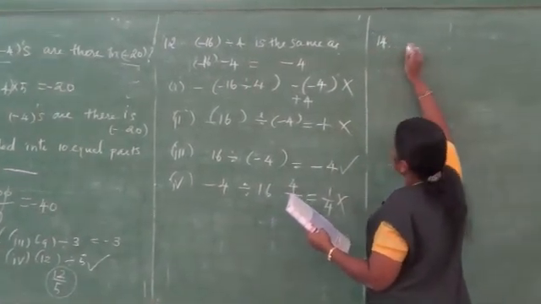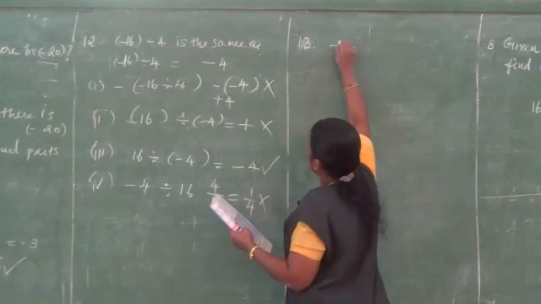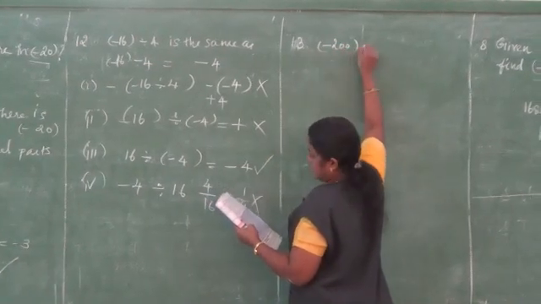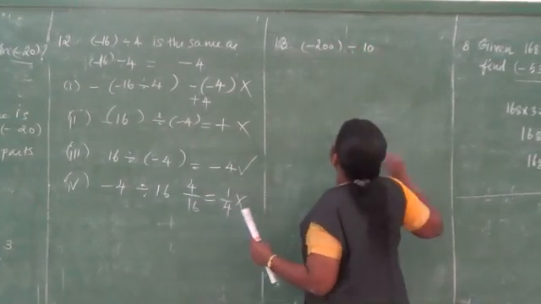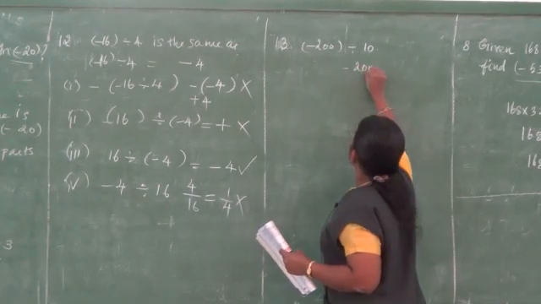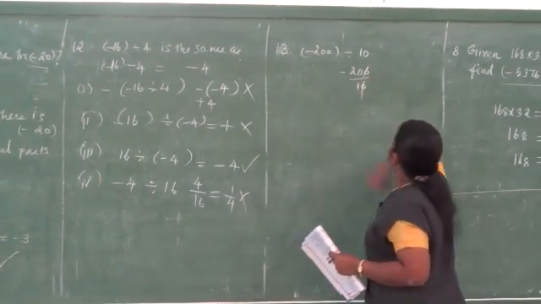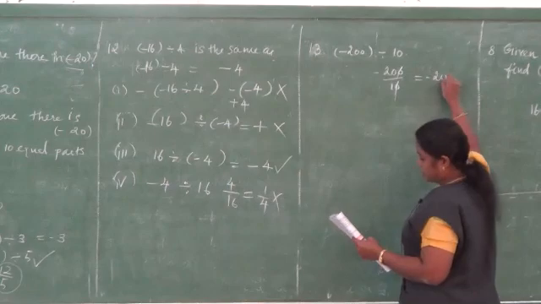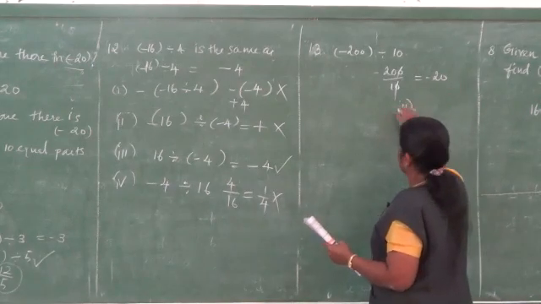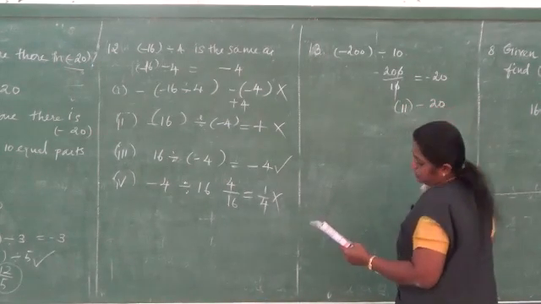Question 13, sorry, 13 is minus 200 divided by 10. What is the answer for this one? Minus 200 divided by 10. The zeros cancel. Answer is minus 20. The second option is the answer for this question, minus 20.